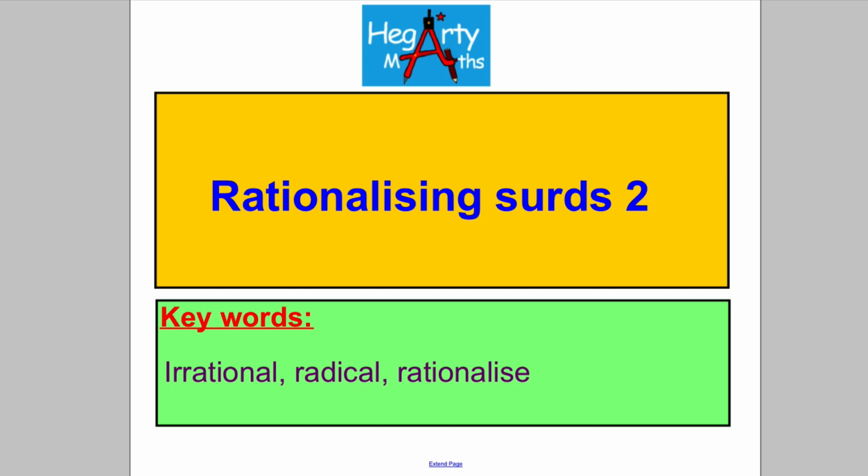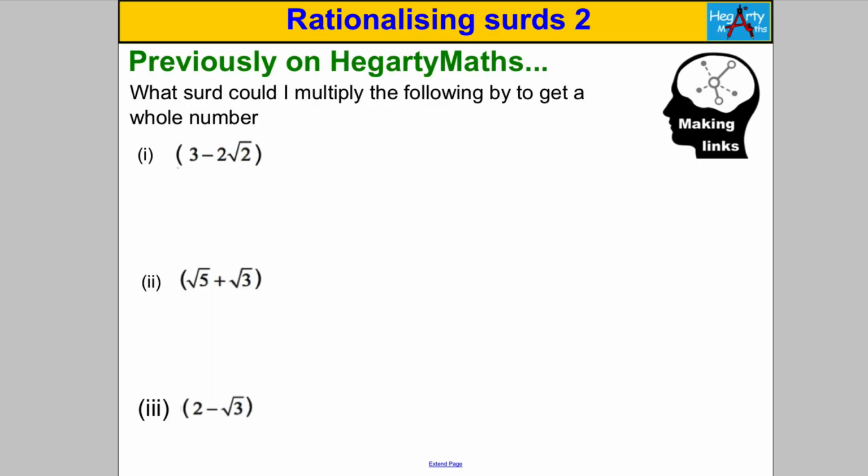It's Mr. Hegarty here, and in this video we're talking about rationalising surds. It's our second video on this topic. Now previously on Hegarty Maths, when we did multiplying surds inside brackets, we talked about the following. What surd could I multiply the following surds in brackets by to get a whole number? And I hope you remember saying that we would always multiply by its conjugate.